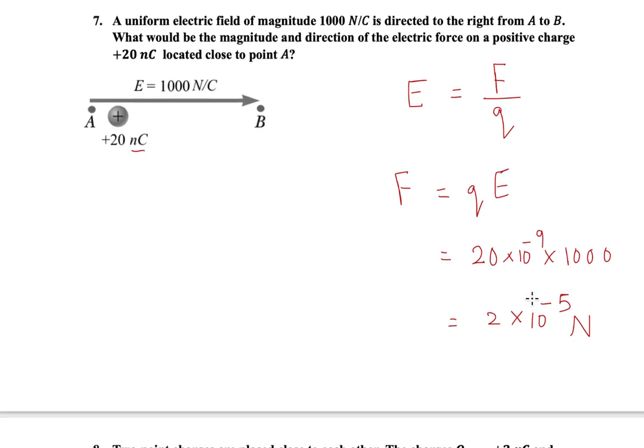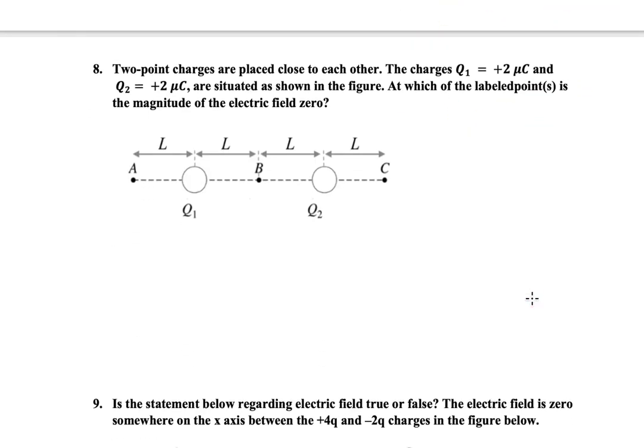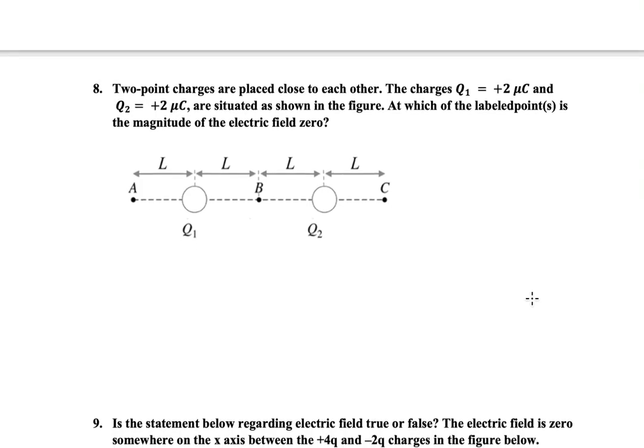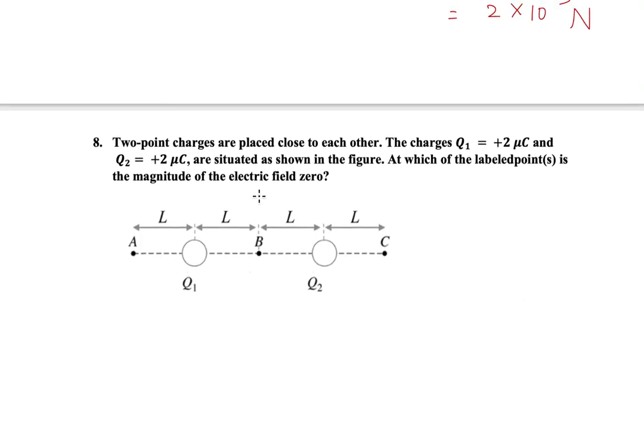Okay. Next, let's look at another problem. Two point charges are placed close to each other. The charges Q1 plus 2 microcoulomb and Q2 plus 2 microcoulomb are situated as shown in the figure. At which labeled position is the magnitude of electric field 0? Now, you can see that this is plus 2 microcoulomb, and this is also plus 2 microcoulomb.